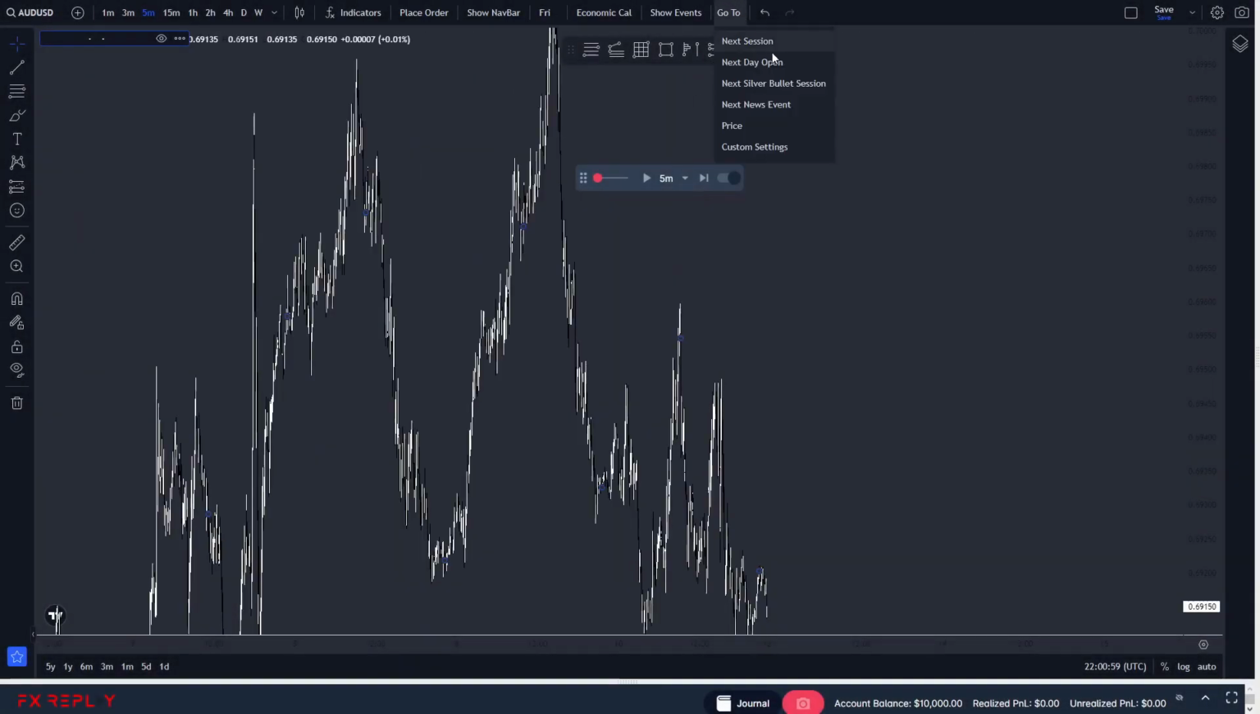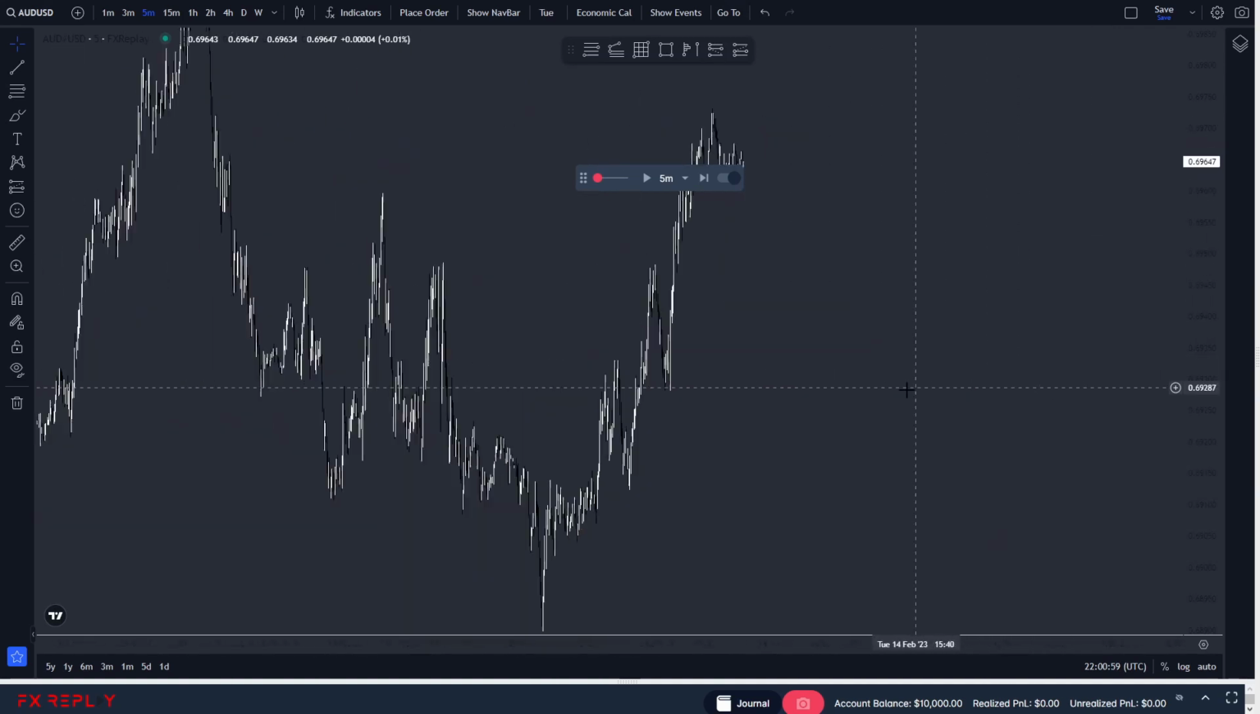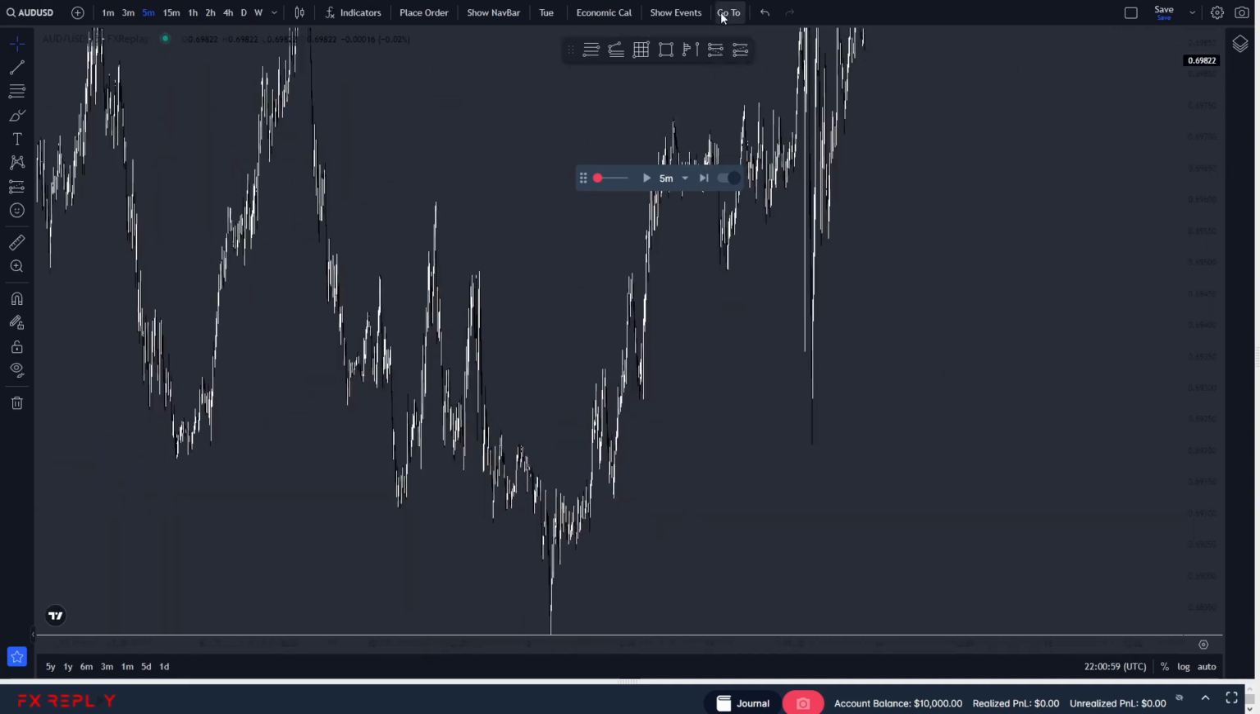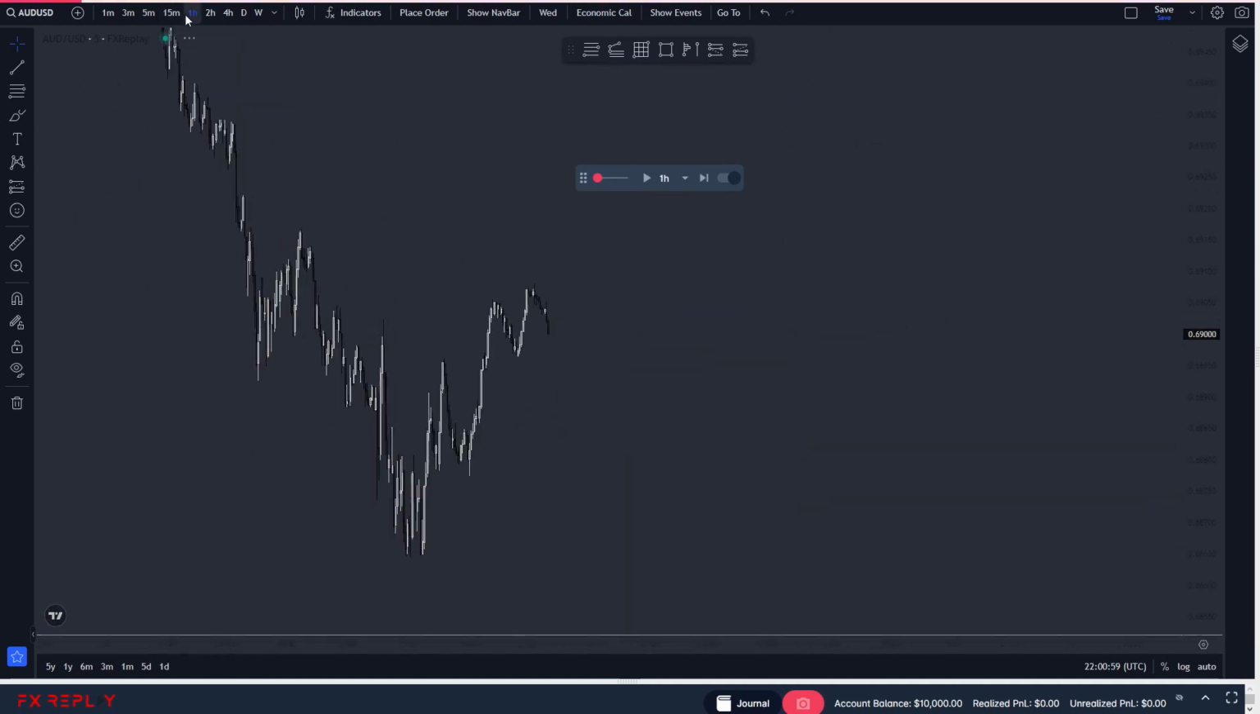So I'm gonna pass forward a few days. I changed the pair since I want to try it on different pairs. It works in every pair. So we're gonna fast forward a few days, so you know I won't cheat. We go in 1 hour.